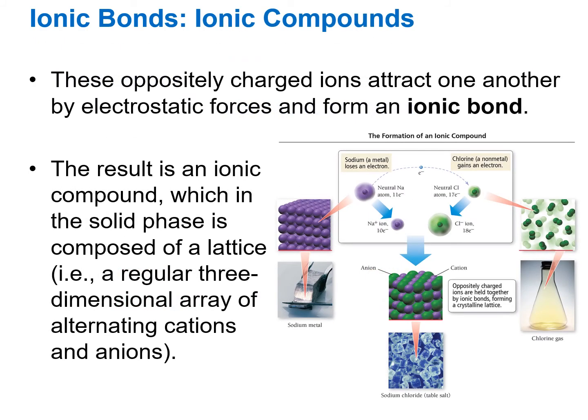So we've talked about how we create our cations and we create our anions. And so now we have two oppositely charged ions. And these oppositely charged ions will attract one another by the electrostatic forces due to those charges. And as a result, we get the ionic bond. Now, the result is an ionic compound, which in the solid phase is composed of the lattice that we saw, which is basically alternating arrangements of positively charged particles being surrounded by negatively charged particles and negatively charged particles being surrounded by positively charged particles. That is the nature of a lattice.